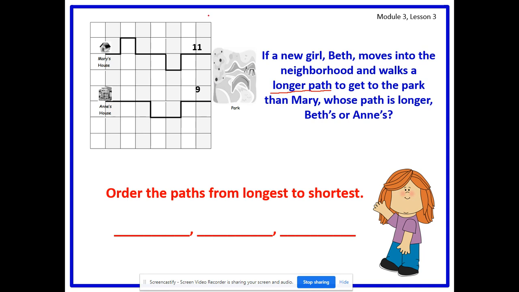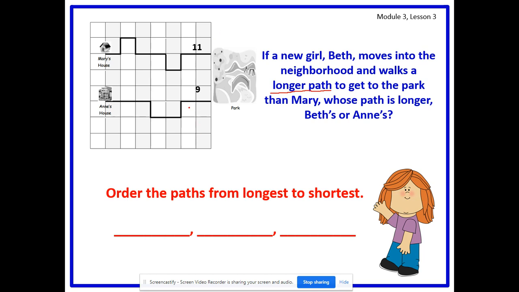The answer would be Beth's path would be longer than Anne's, because remember that Anne's was her shortest path of 9. But in our clue, it told us that Beth moves into a neighborhood and walks longer than Mary. And Mary's path was already long. So if Beth is still longer, that means it will also be longer than Anne's.